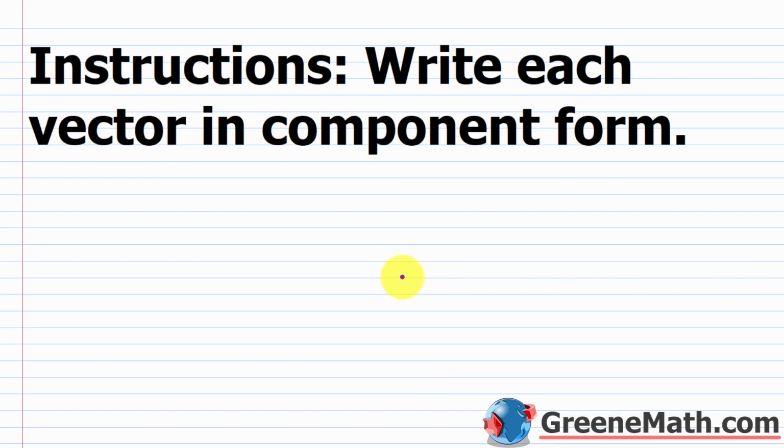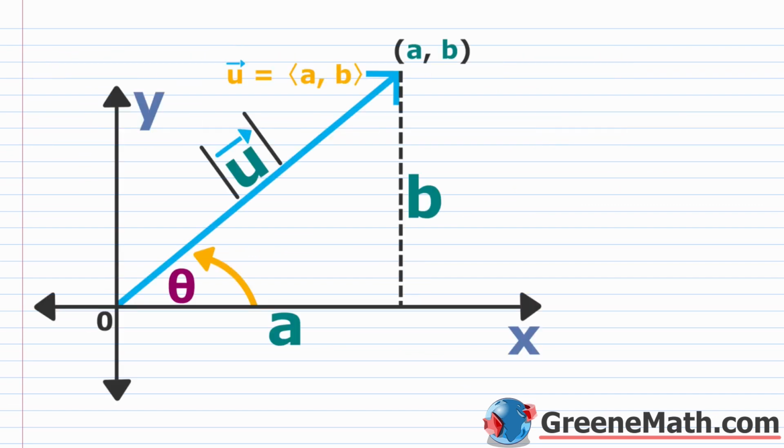All right, for the next few problems, the instructions tell us to write each vector in component form. Before we jump into the problems, I want to go over this again. This is something we talked about in the lesson, but you might have forgotten or not fully understood at the time. So when we think about this, we have our vector u written in component form with a horizontal component of a and a vertical component of b. So we can see the terminal point has coordinates a comma b.